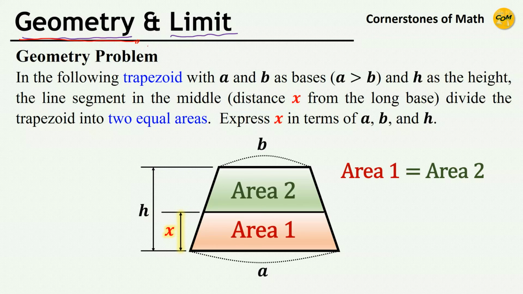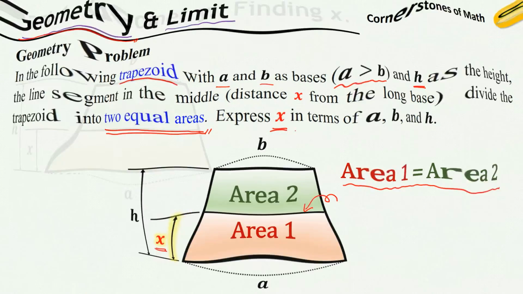the problem. In the following trapezoid with A and B as bases, where A is the longer base and h as the height, the line segment in the middle, that is, this line segment, apart by distance x from the long base, divides the trapezoid into two equal areas. And we have to find x and express it in terms of given lengths A, B and h. Alright, let's solve this problem.